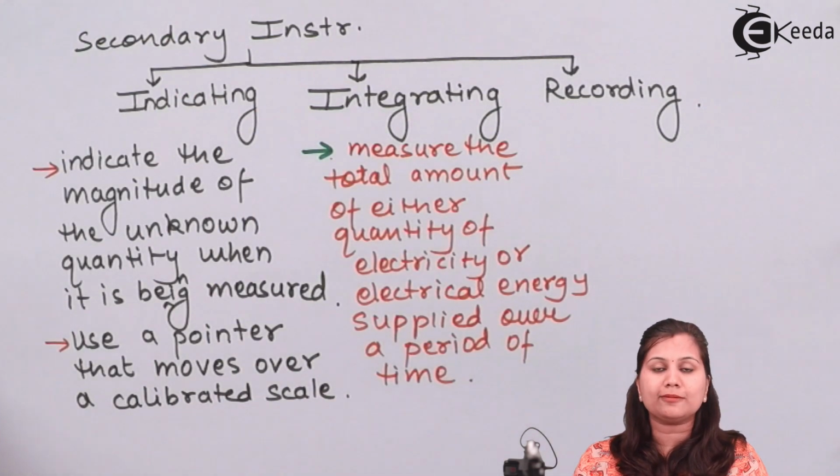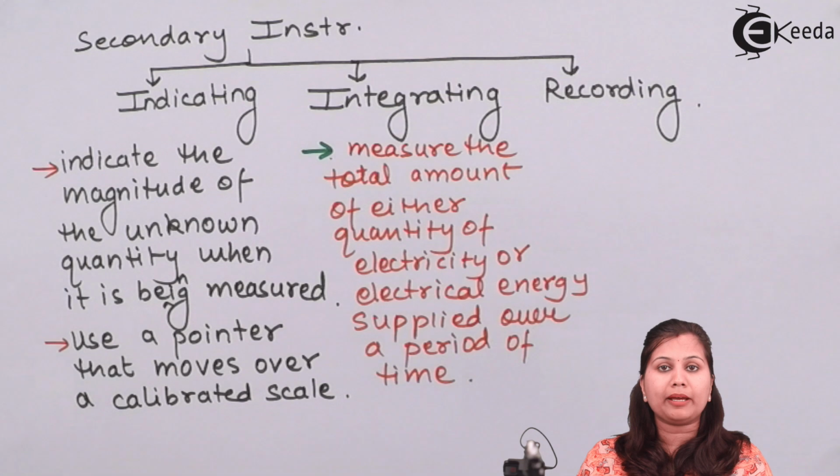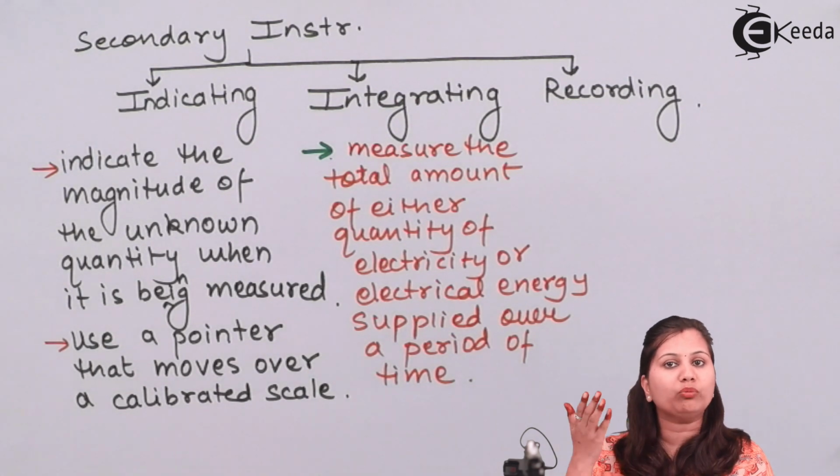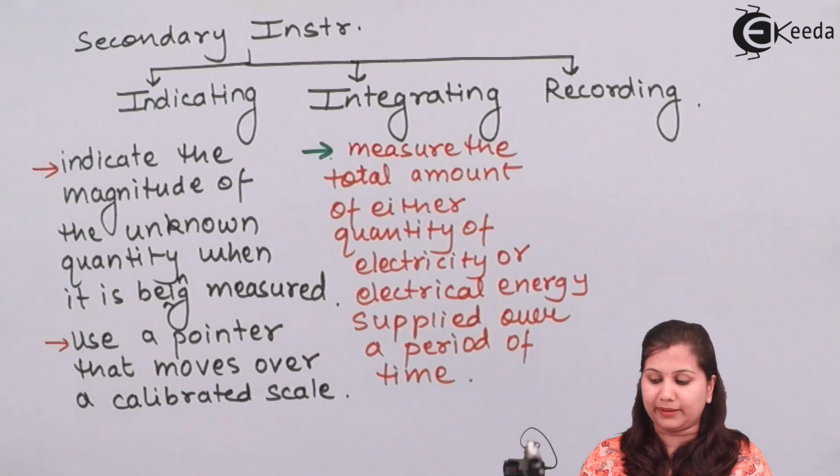Like the instruments which measure energy, such as energy meters and ampere hour meters, they measure the amount of current supplied over 1 hour, or the amount of electricity supplied over 1 hour. So these instruments are called integrating instruments.